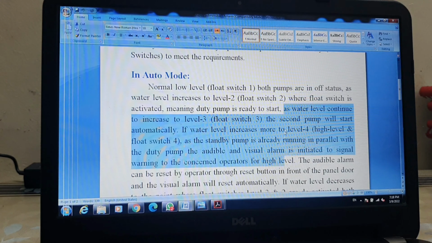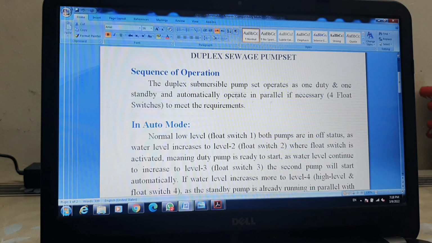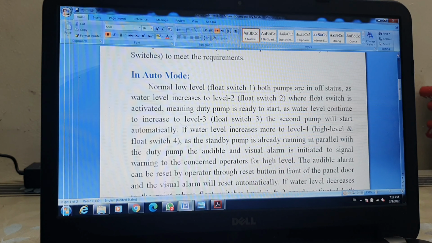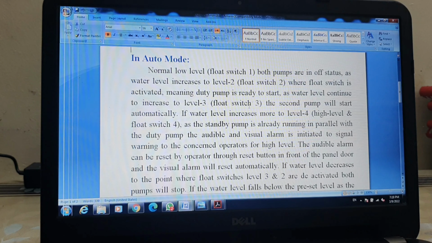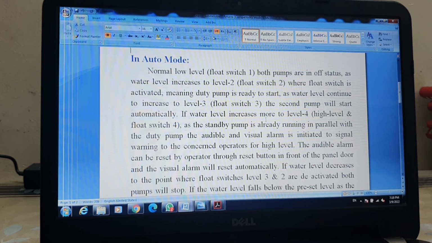As I explained earlier in the first paragraph, what they said: the duplex submersible pump set operates one duty, one standby, and automatically operates in parallel if necessary. So, when the water level increases up to level 3, it is now a necessary requirement, so the second pump should start. Okay, friends. And what is the next?